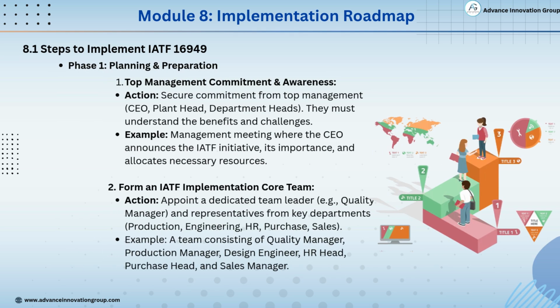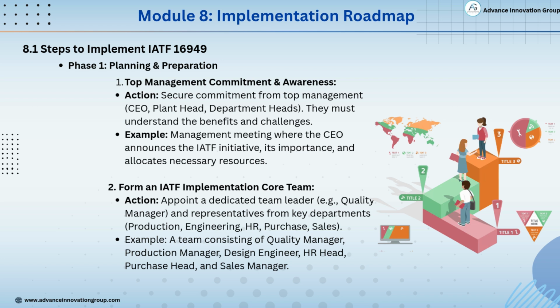Let's begin with Phase 1, planning and preparation. The first step is 1. Top management commitment and awareness. The first and most important action is to secure strong commitment from top management, like the CEO, plant head, and department heads. They need to fully understand the importance, benefits, and challenges of IATF 16949 implementation. Example: this could be done through a formal management meeting, where the CEO clearly announces the IATF initiative, explains why it matters, and allocates the necessary resources to support it.